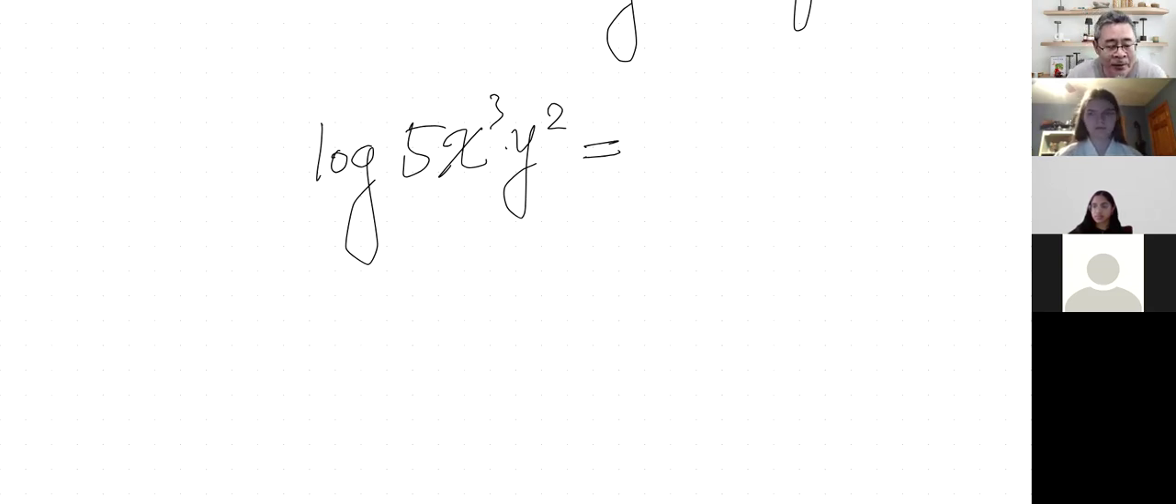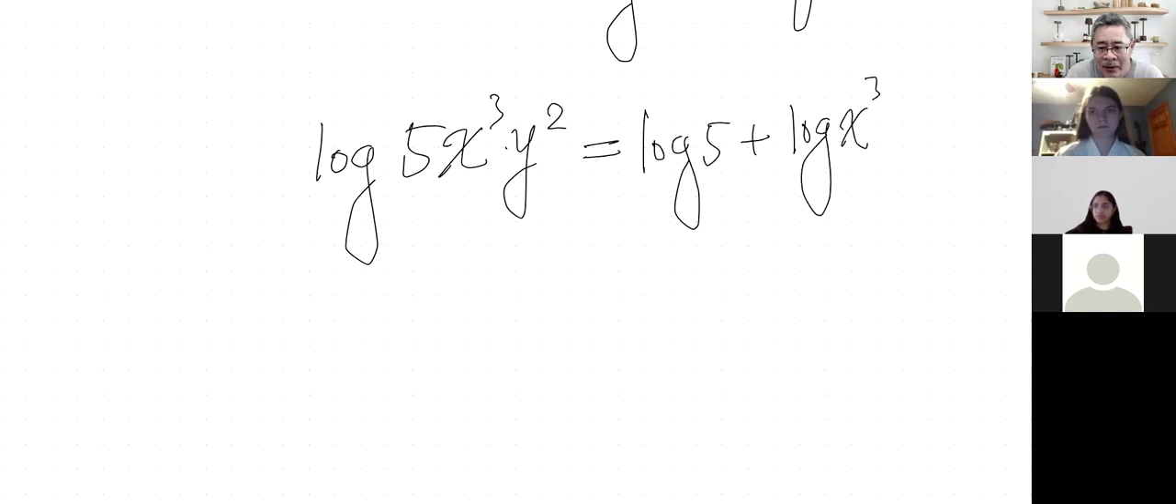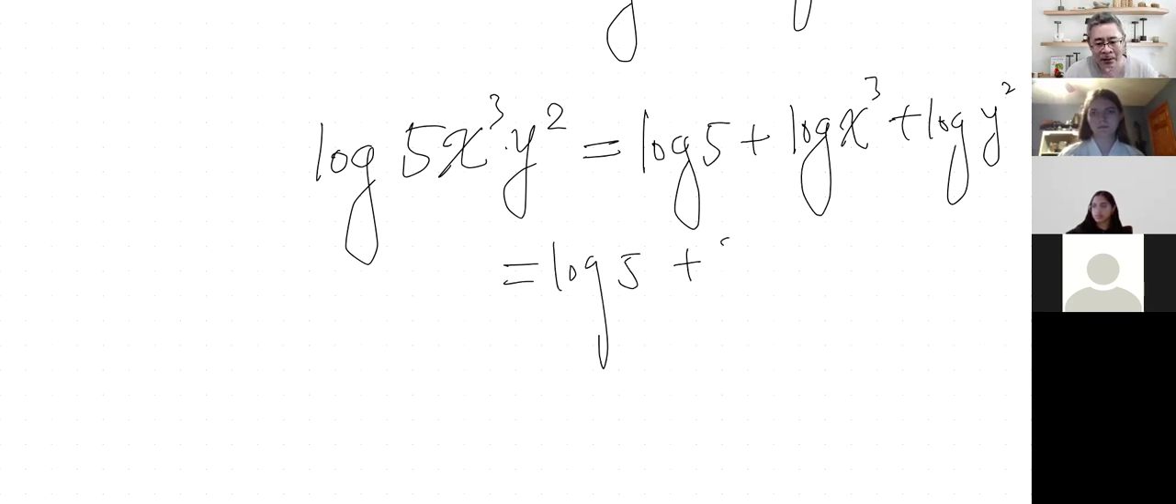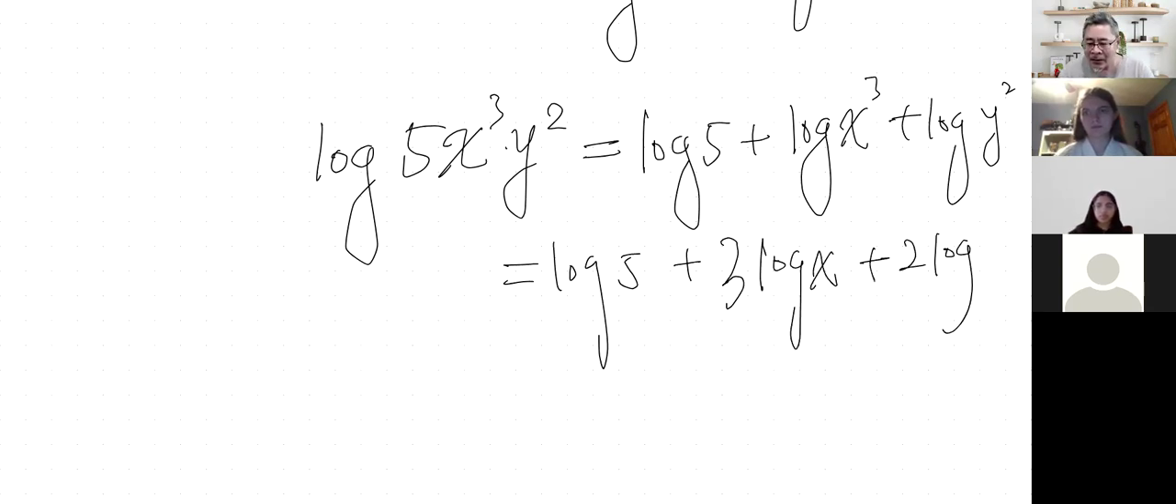Okay, good job. So we got log 5 plus log x to the third plus log y squared. And then we got log 5 plus 3 log x plus 2 log y. Very good. Jet, it just needs to combine the like terms.